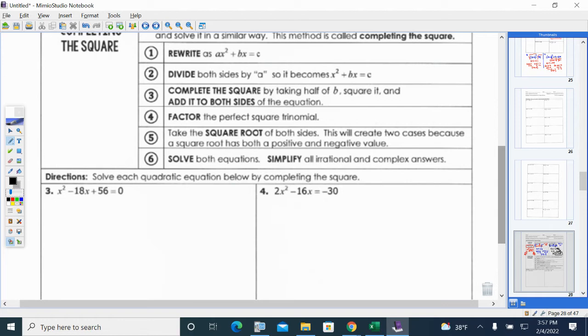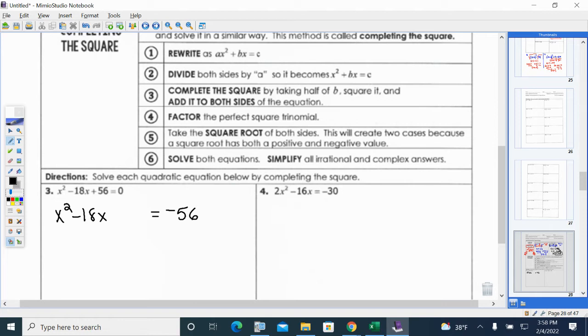So I'm going to subtract that 56. Now, when you write these, I want you to leave a space between your bx and your equal sign, and you'll see why here in just a second. Step number 2 says to divide both sides by a. In my example here, a is a 1, so I don't need to do that.